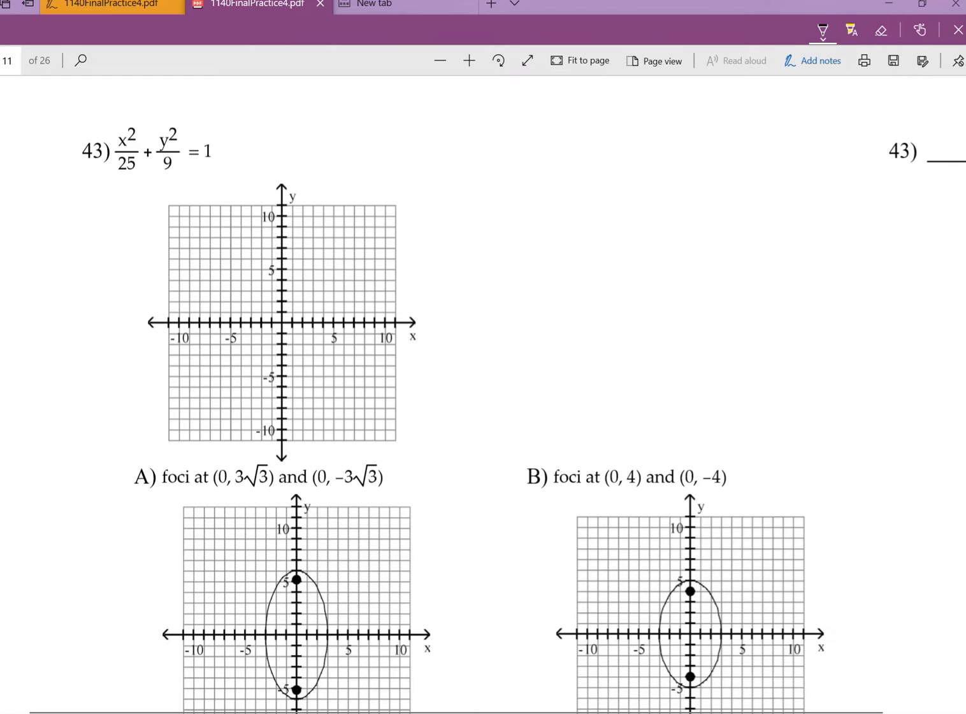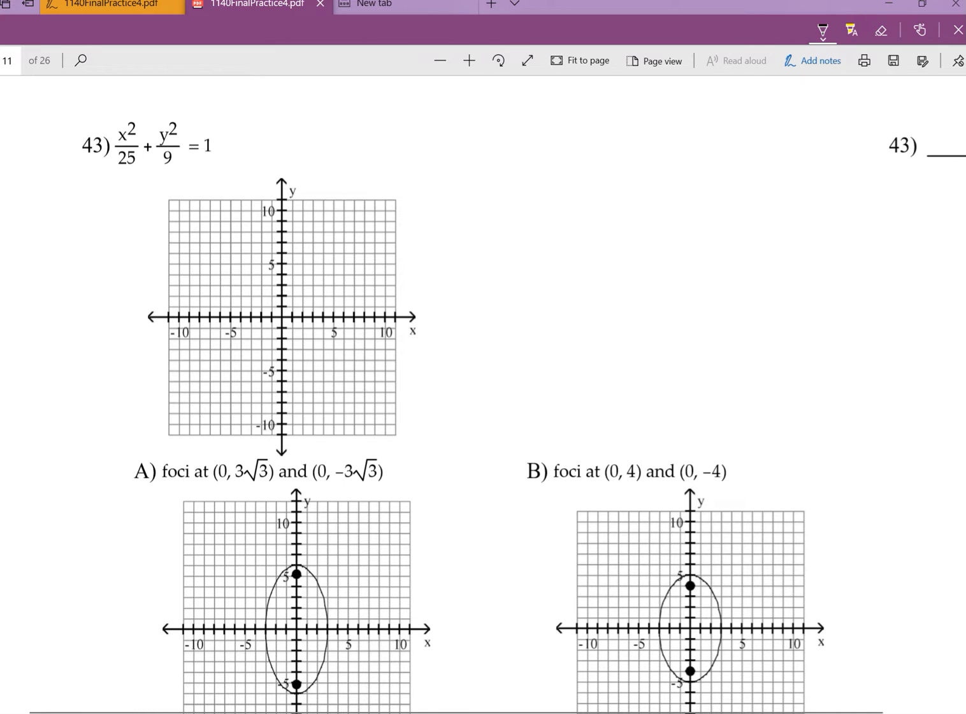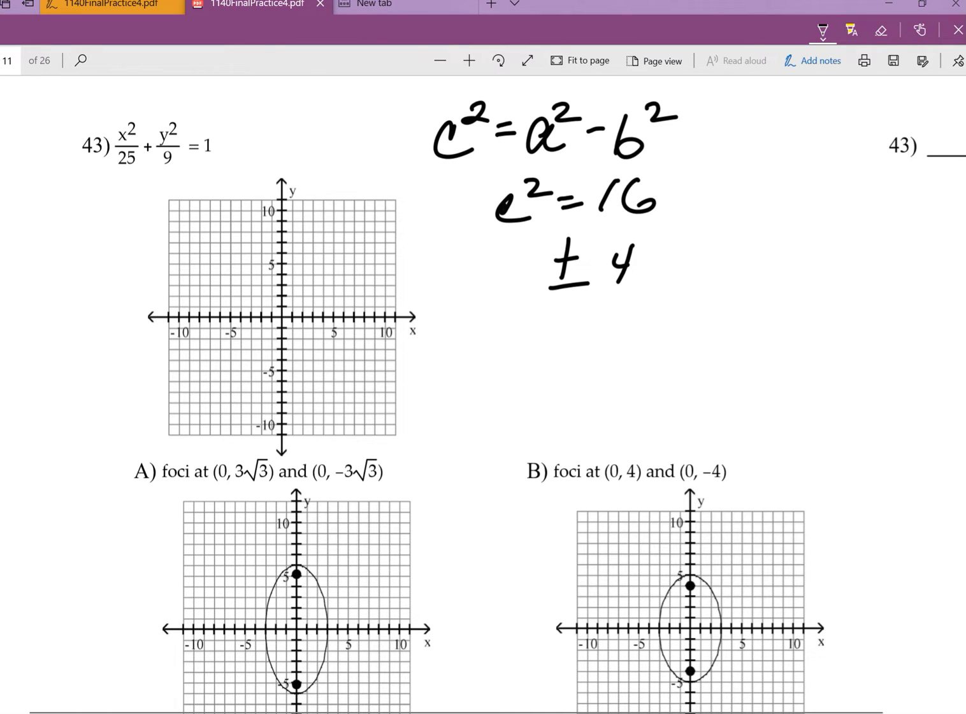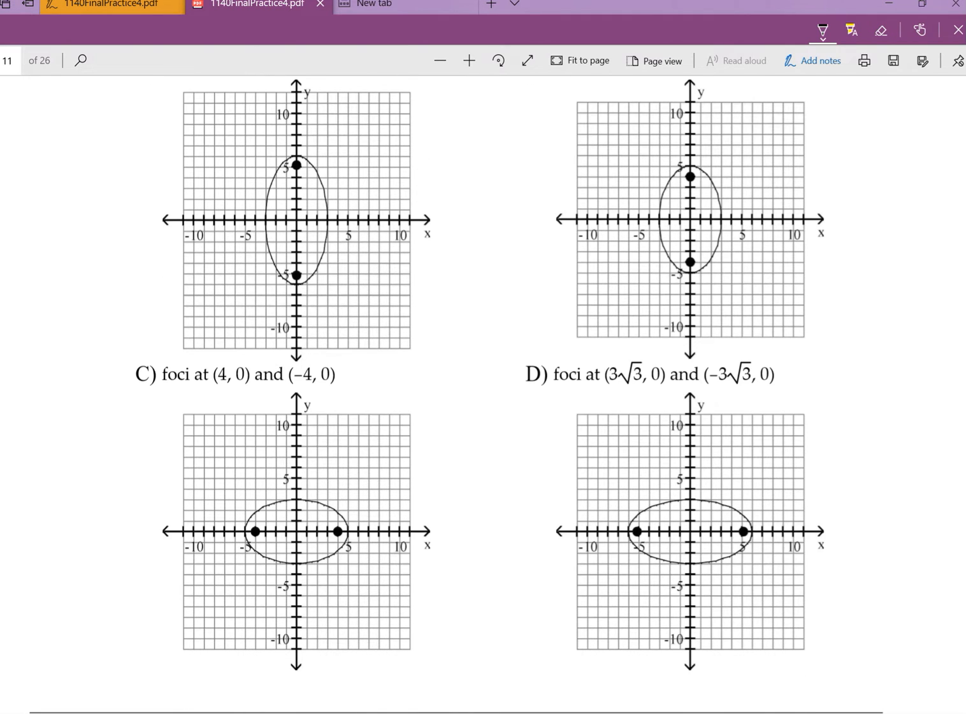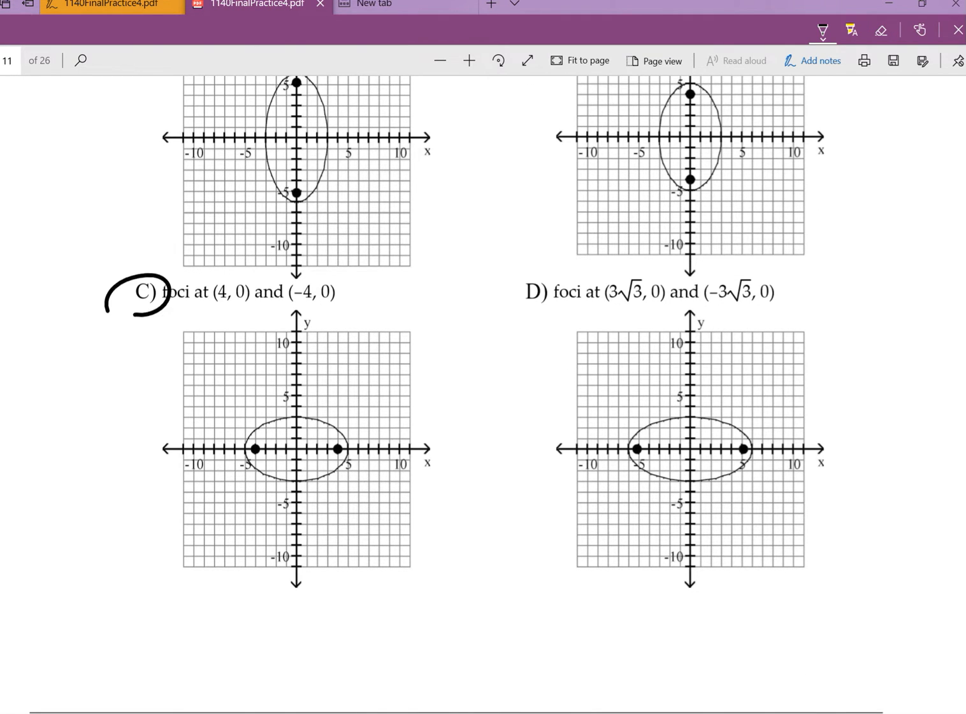Okay, the ellipse and the foci. And so if you remember for this one, for the foci, c squared is equal to a squared minus b squared, where a squared always holds the biggest value. So your c squared is going to be 16, so your foci is going to be plus or minus 4, right? For your c value. According to this, the larger of the two is the x. So I believe this should be your choice. It should be C for this one.